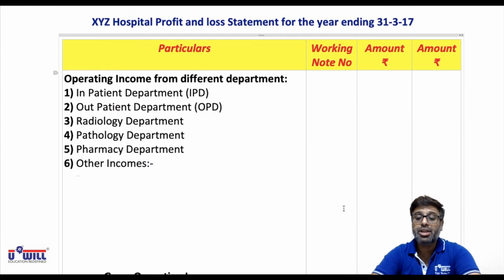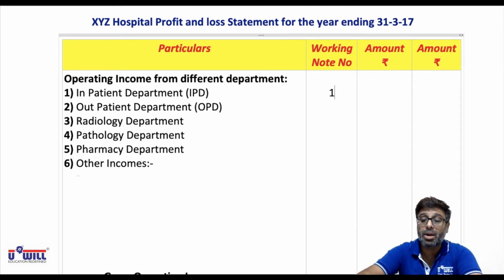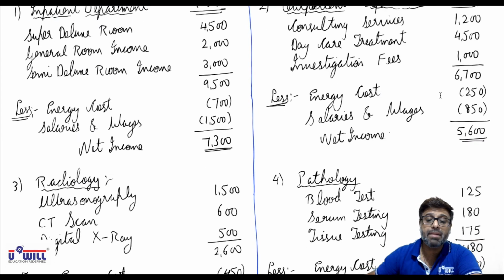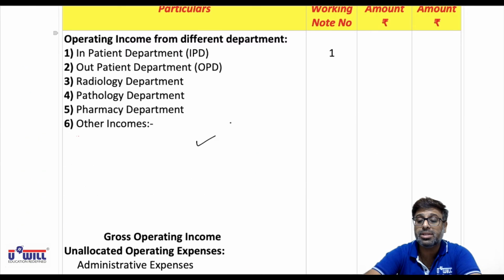So for the inpatient department, all of you write down as per working note 1. Okay, the amount we get for the inpatient department from working note 1, the net income, is 7,300. So all of you write down 7,300.